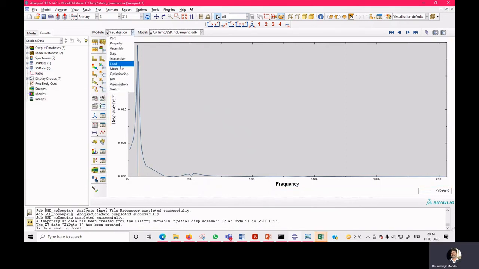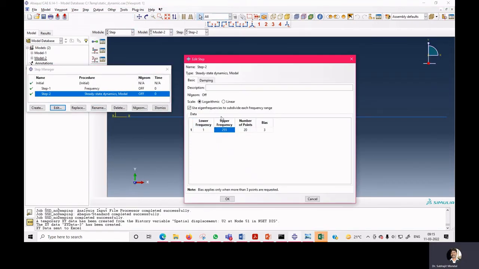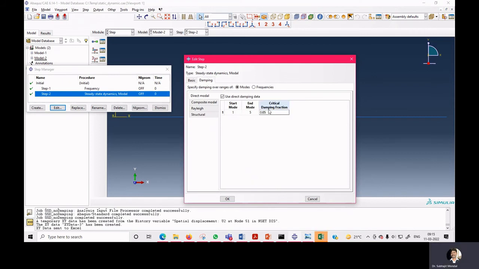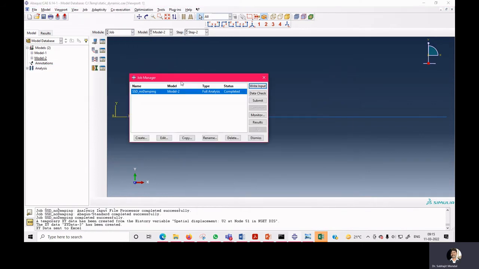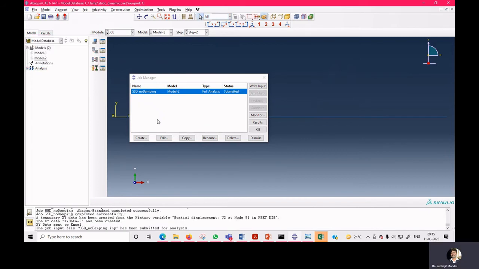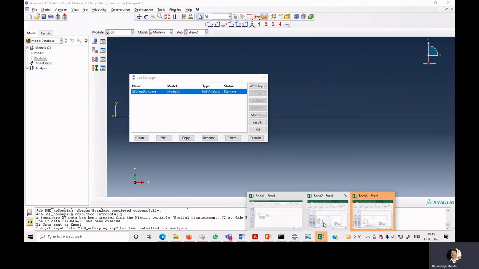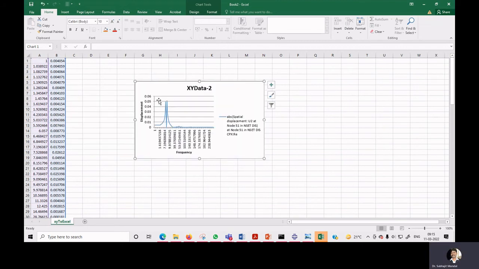Okay, next what we are going to do, we are going to change the damping again. Here we will change the damping, that is your 0.1 damping fraction, and again we will submit the job. Okay, so in the meanwhile what we are going to do, here we will try to identify where we are getting anti-resonance point.